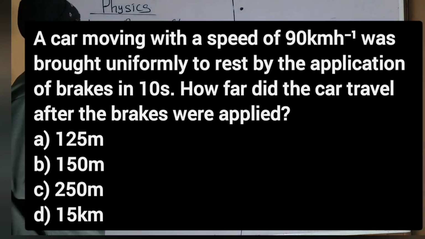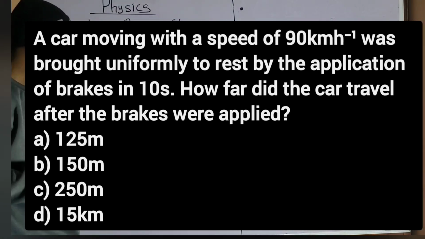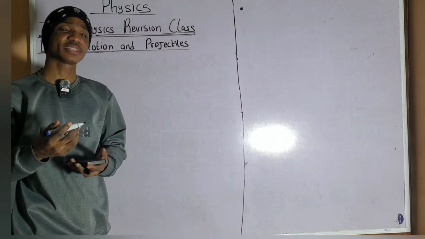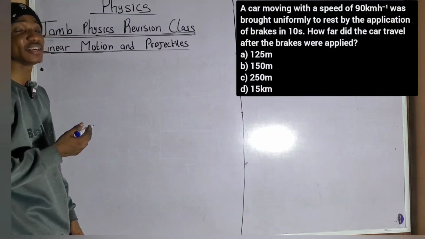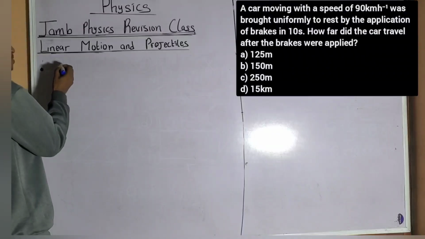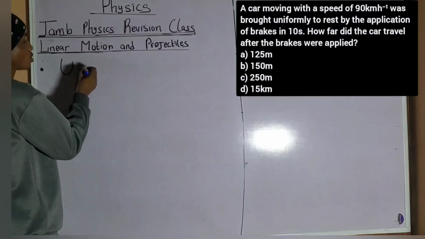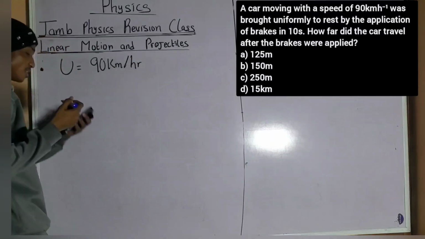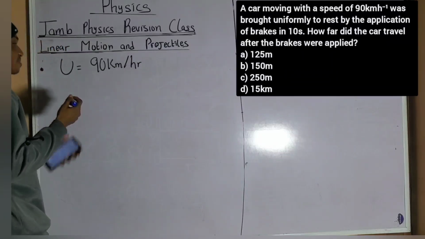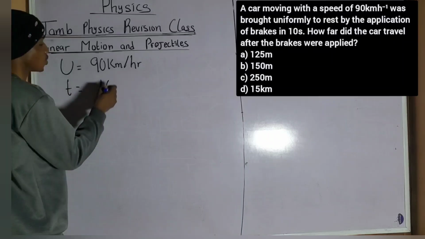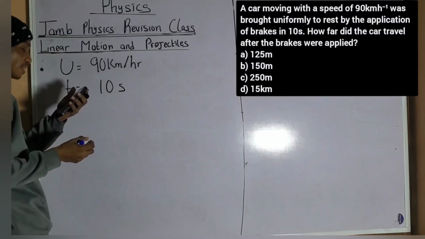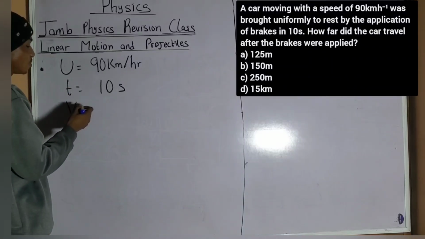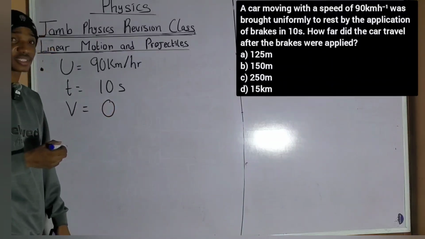Okay, let's start by writing out the parameters that were given in the question. We are given that the car is moving with a speed of 90 kilometers per hour. That means that speed is the initial speed. Are you getting it? That is the initial velocity. Initial velocity equals 90 kilometers per hour. And we are given that the time equals 10 seconds. Now, if this is the initial velocity, the final velocity v will be equal to what? 0. Are you getting it?